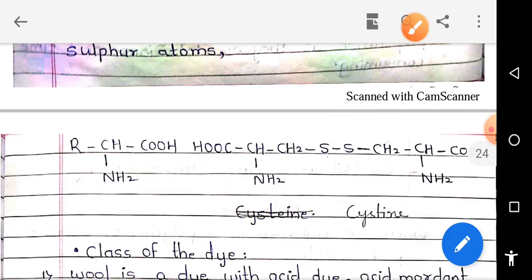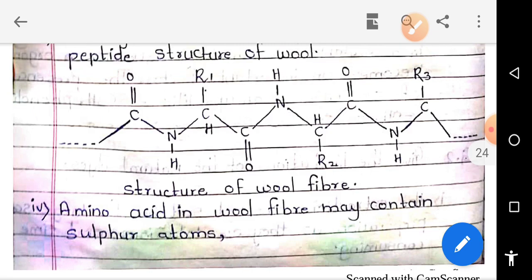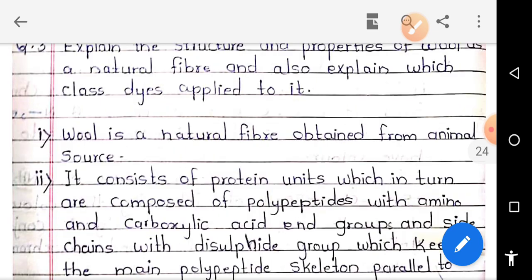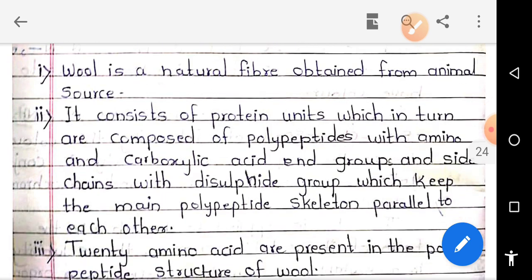So these are all about the wool. Wool is a natural fiber obtained from an animal source. It consists of protein units, which in turn are composed of polypeptides with amino and carboxylic acid ends.